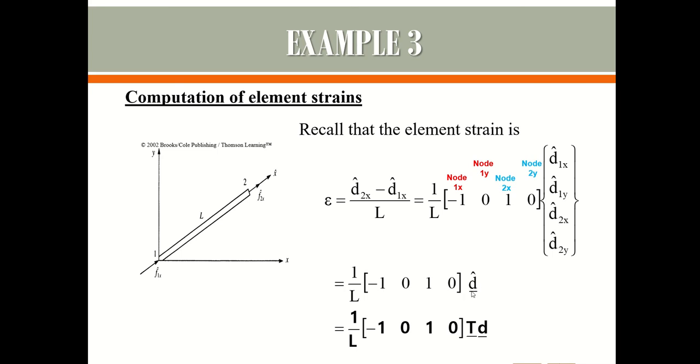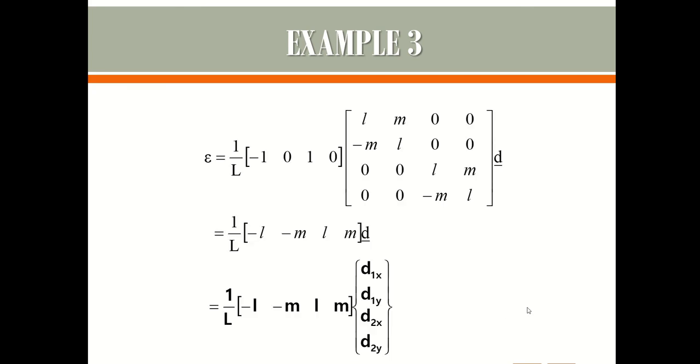Okay, and then this one actually is T times D. T is transformation matrix times the global displacement. This one, okay, the local displacement actually is transformation times the displacement. Okay, so if we open the transformation matrix, you got this one.